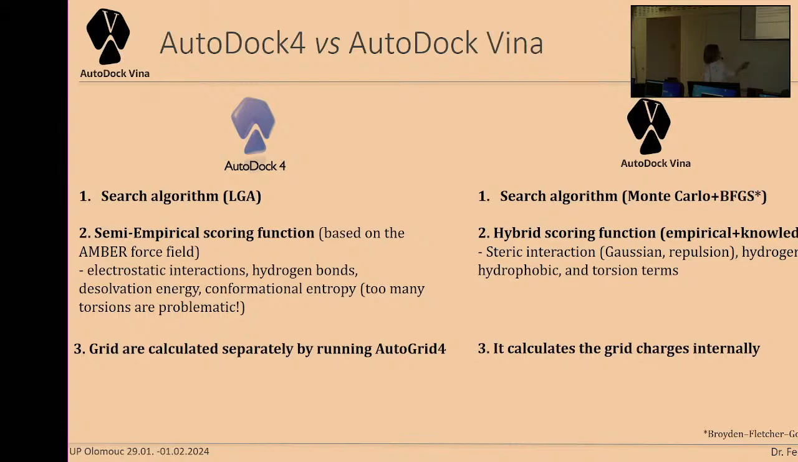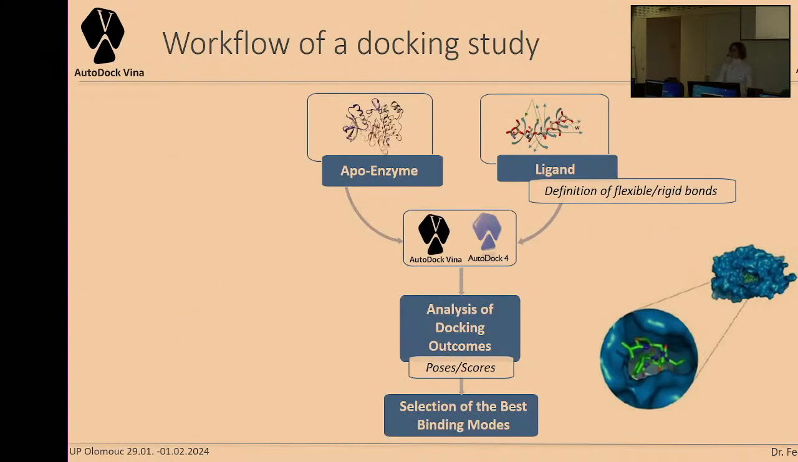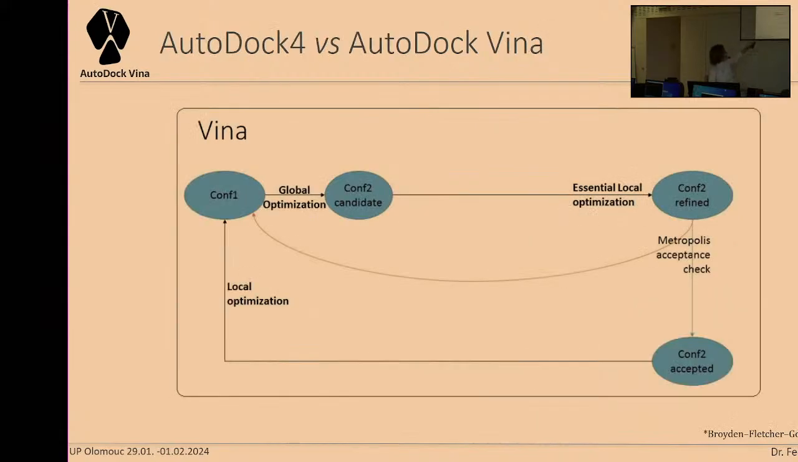The search algorithm is different because it uses Monte Carlo with the Broyden-Fletcher-Goldfarb-Shanno method, which is another type of stochastic search algorithm. Then it uses a hybrid scoring function, because it is based on the knowledge base plus the empirical. And differently from AutoDock, in which we have to run AutoGrid separately, in Vina the grid maps are calculated internally, so we do not have to run AutoGrid, okay?